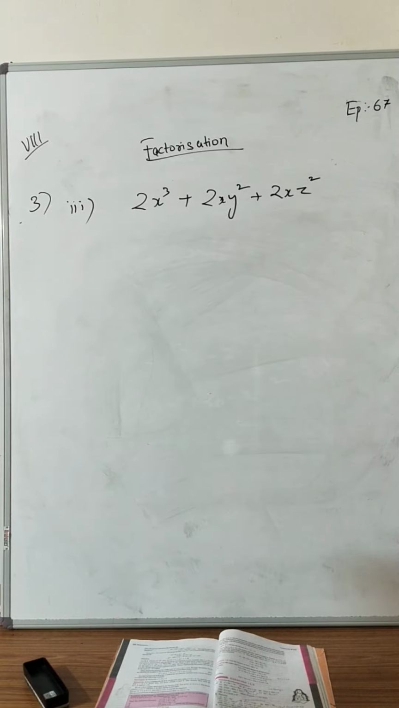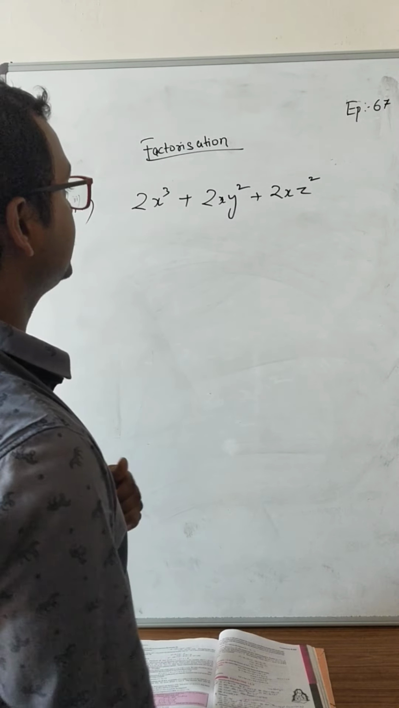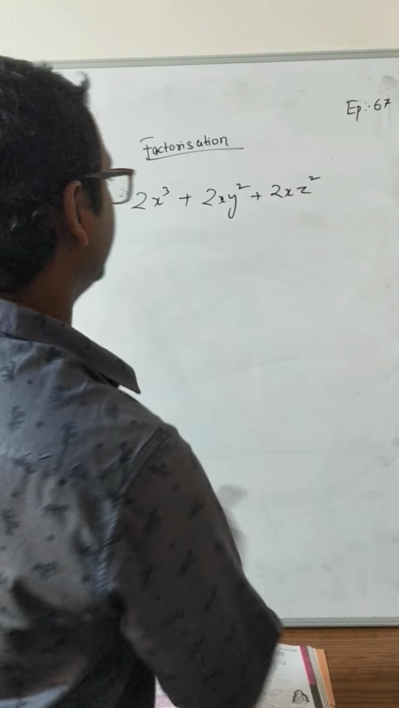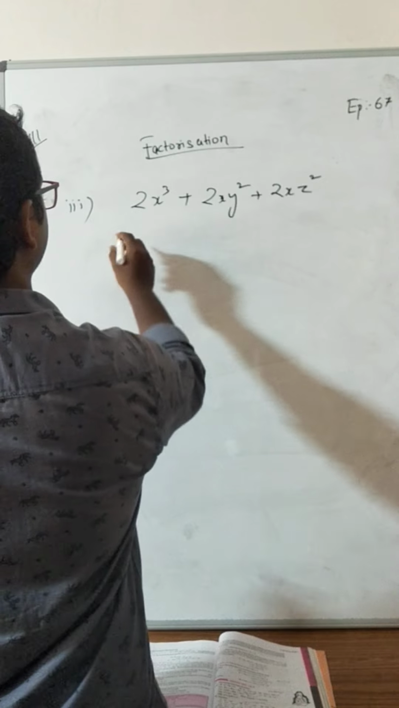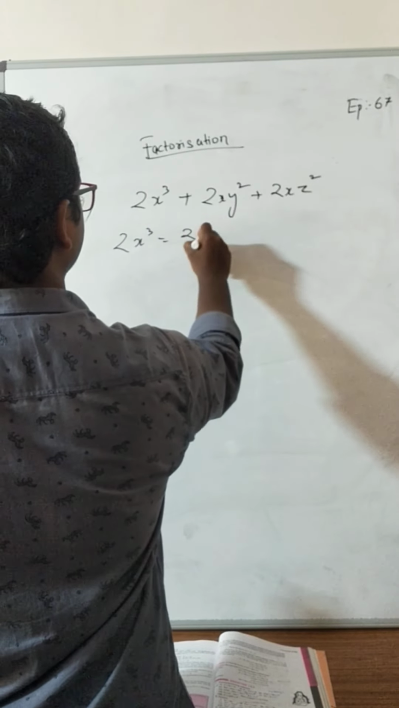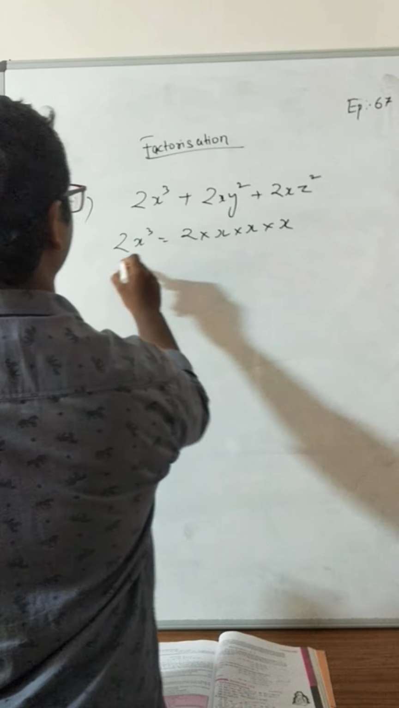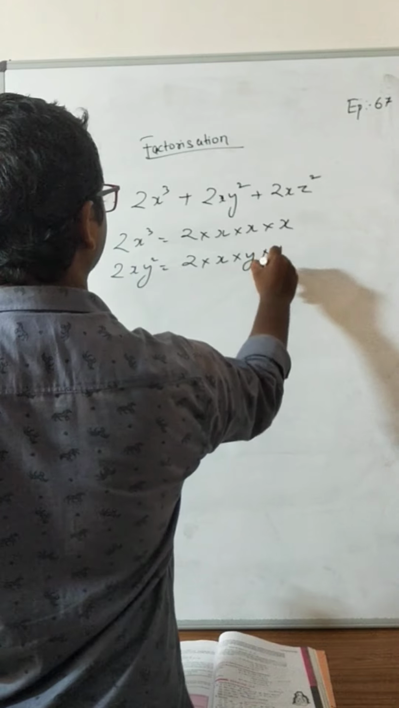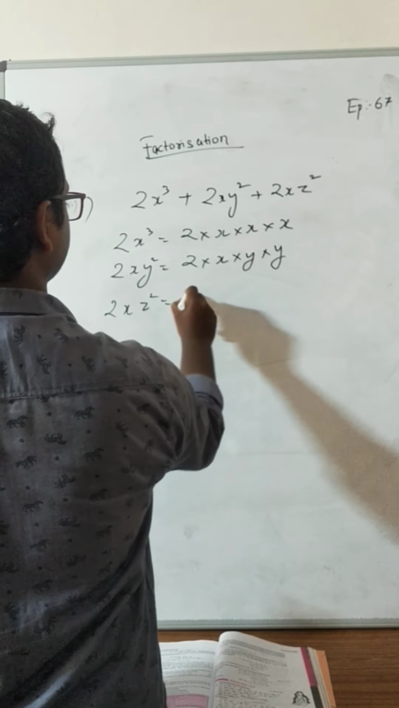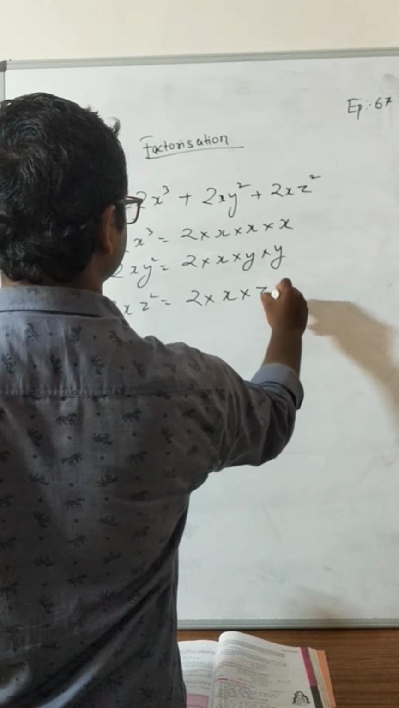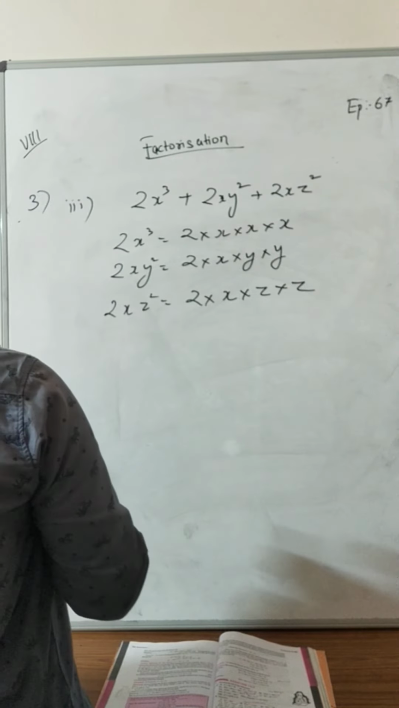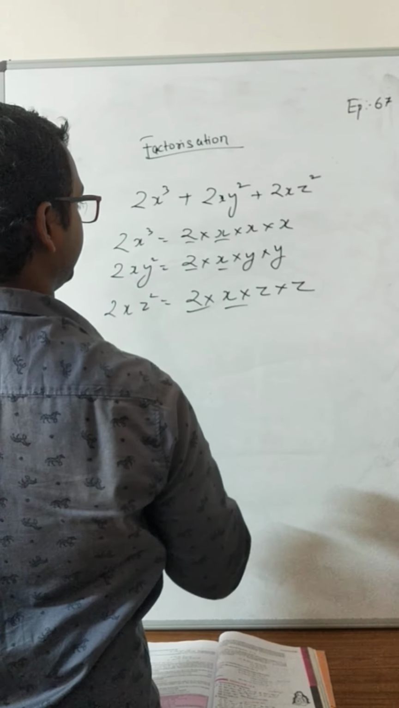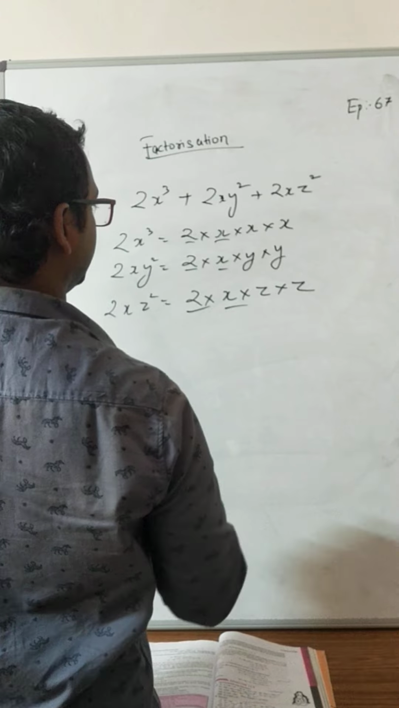Okay, now the easiest way to do this is to take something using the common values. Now here 2x³ is nothing but 2 into x into x into x. 2xy² is nothing but 2 into x into y into y. 2xz² is nothing but 2 into x into z into z. Okay, now here we can easily see we have 2 as common, we have x as common, then we have no other value as common.